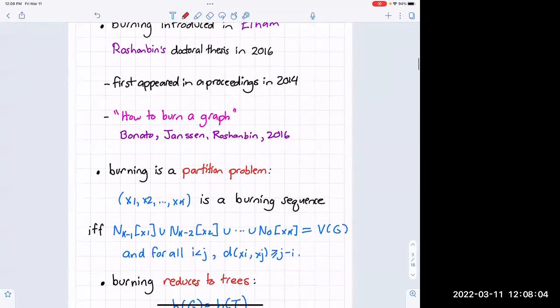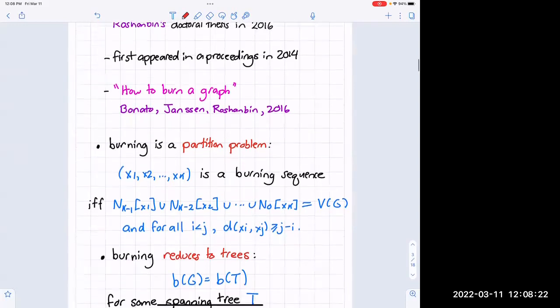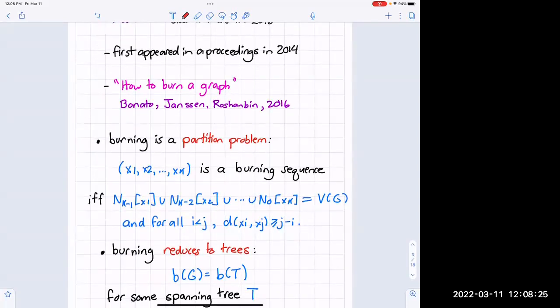Now, I've been talking about graph burning as a process, and in some cases it makes sense to think of it that way. Another way, and something of relevance today, is you can think of burning really as a kind of partition problem. So having a burning sequence, say x1, x2 up to xk, those vertices in order, where x1 is the first source, x2 the second source, and so on, is equivalent to this set equation. The union of these closed neighbor sets being the vertex set, and also the sources being sufficiently spaced out, because you don't want overburning.